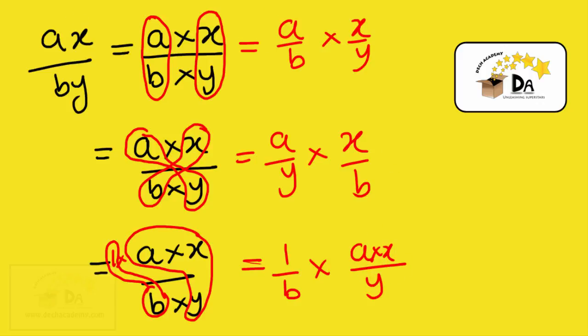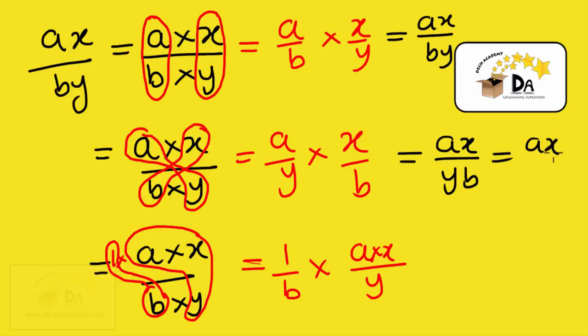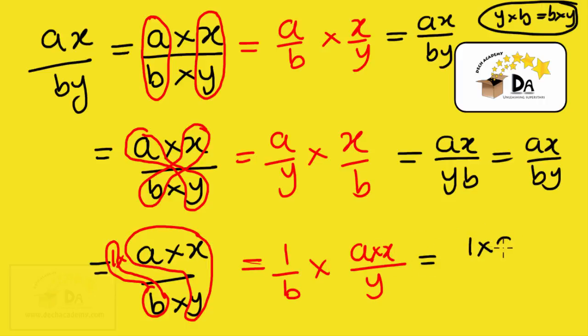And if you don't believe it, if I simplify this product, I get a times x, which is ax, over b times y, which is by. Because when you're multiplying fractions, you multiply numerators by themselves and denominators by themselves. Similarly here, a times x, ax, y times b, yb, which is ax over by, because y times b is the same thing as b times y. Just note that. Also here, I have 1 times a times x, ax, 1 times ax over b times y, which is ax over by.